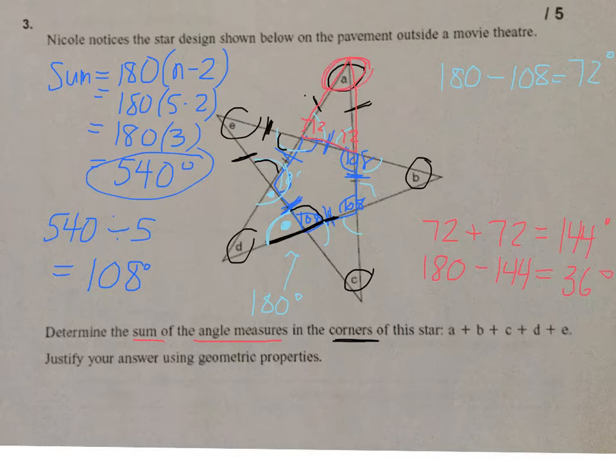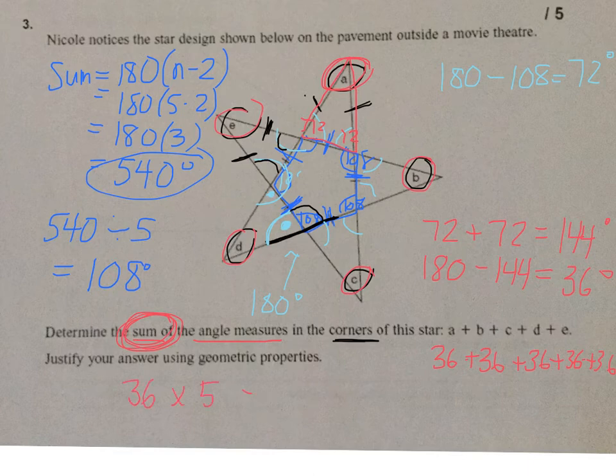Good. So A, B, C, D, and E are all equal to what each? 36. Now, what did the question ask us to find? What is the question asking you to find? The sum. The sum of those angles. So what's 36 added together 5 times? Or you could have done 36 times 5 equals 180 degrees was the final answer. The sum is equal to 180.